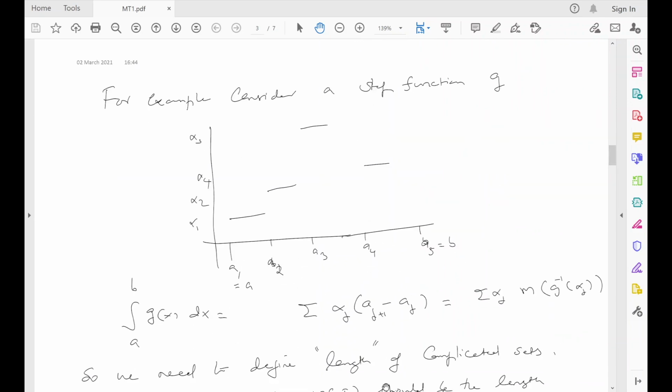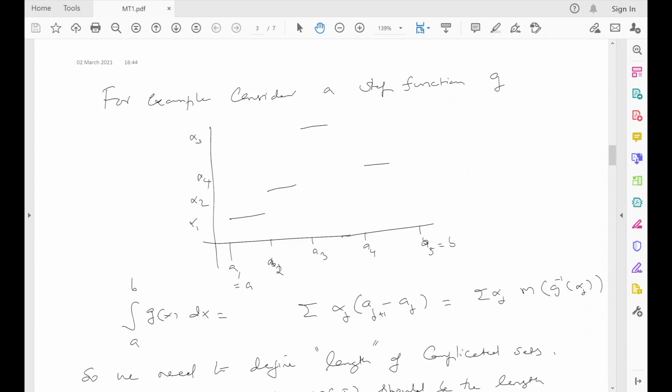Okay, so let's look at a very simple example before we formally define things. For example, consider a step function g. Okay, so I have this interval a to b, which I divide into a1, a2, a3, a4, a5, and in each interval the function g is a constant. Such a function is called a step function. Okay, of course in this picture the function g is positive. It need not be, it can take any values. Okay, so in the first interval the value is alpha 1, second interval the value is alpha 2, and so on.